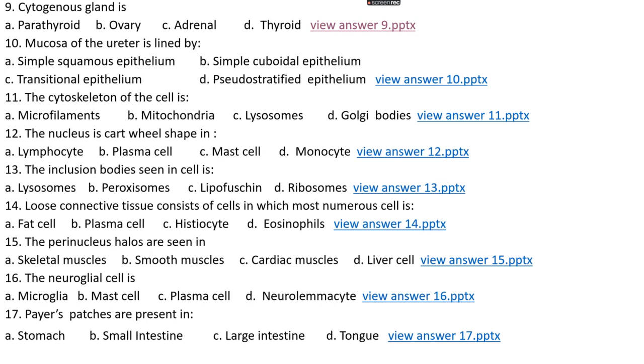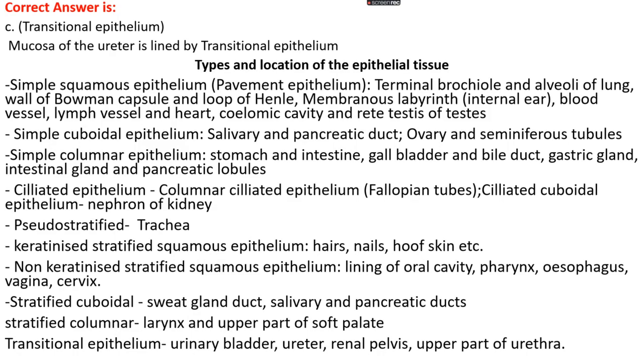Question number 10. The mucosa of the ureter is lined by option A, simple squamous epithelium, option B, simple cuboidal epithelium, option C, transitional epithelium, option D, pseudostratified epithelium. The right answer is option C, that is transitional epithelium. The mucosa of the ureter is actually lined by transitional epithelium.